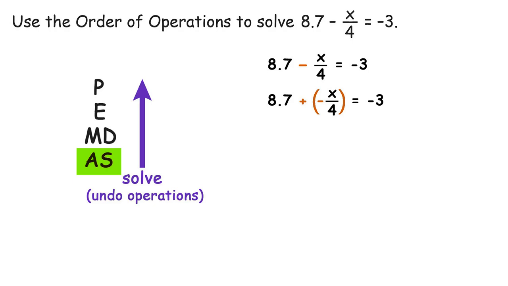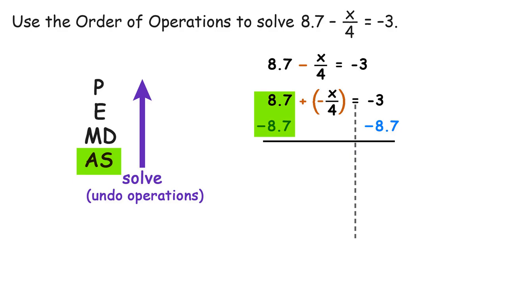Now we're ready to undo the operations on the same side of the equation as x. Since x is on the left side of the equation, we look at the left side to determine our next step. Since we need to undo addition first, we subtract 8.7. And to keep the equation balanced, we also subtract 8.7 from the right side. Working from left to right, since 8.7 subtract 8.7 is just 0, we simply cross them out. Then we bring down -x divided by 4 and discard the parentheses since we no longer need to separate the addition from the negative sign.